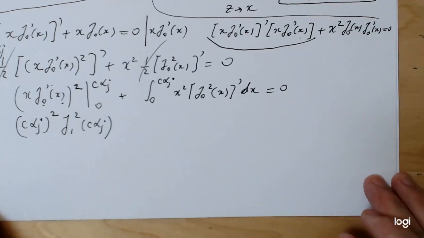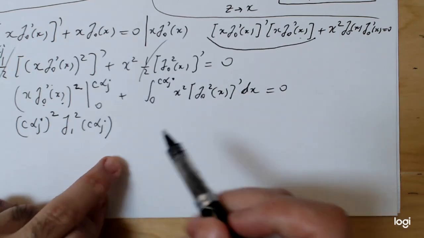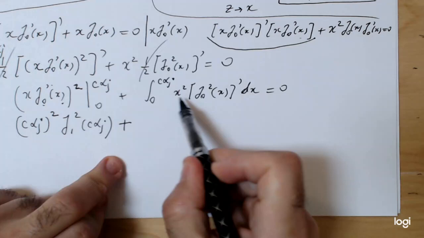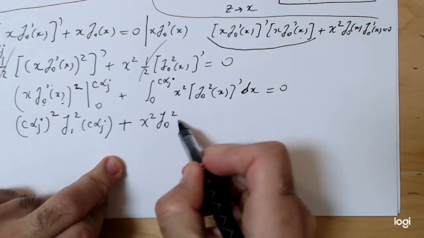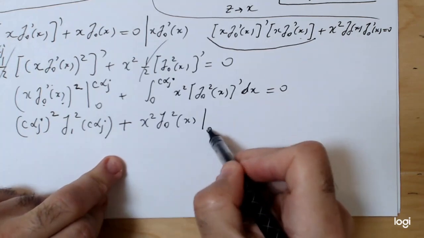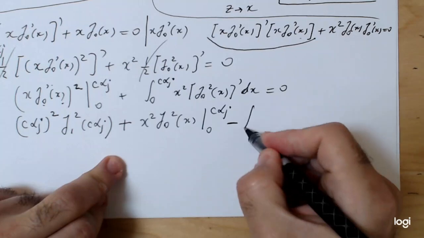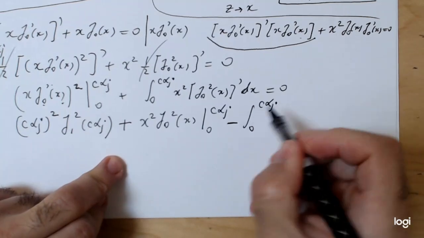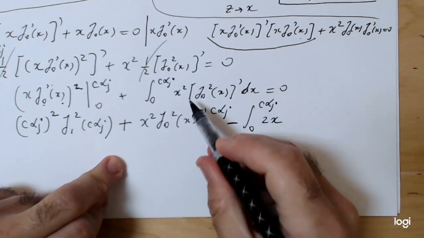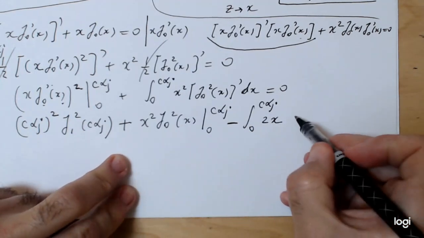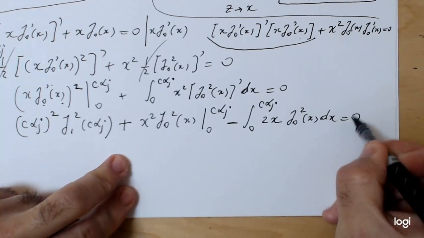And on the second integral, let's do the integration by parts first. So outside the integral, we have x² J₀² of x evaluated at 0 and cαj minus the integral from 0 to cαj. Move the derivative from this to x². (x²)' is 2x, J₀² of x dx equals 0.